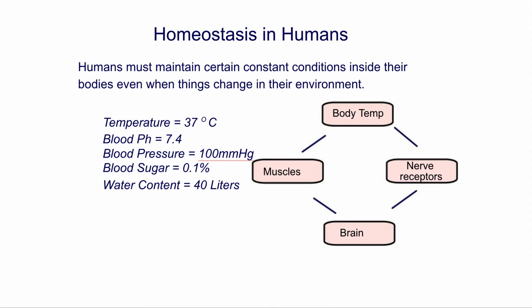Humans have to maintain certain conditions inside their bodies, even when things change in their environment. Some of these things include temperature that we've discussed, 98.6 or 37 degrees Celsius. We have to maintain a constant blood pH of about 7.4, blood pressure of 100 milligrams of mercury. We need to maintain our blood sugar levels, and we need to maintain the water content that's inside of our body. And our body does this for us automatically, keeps us at a constant internal state known as homeostasis.